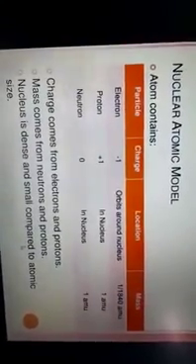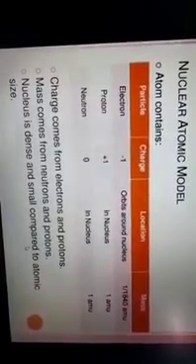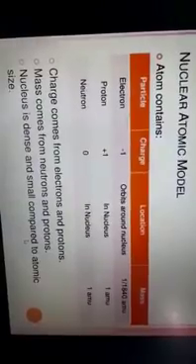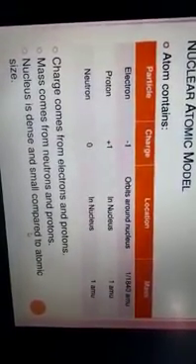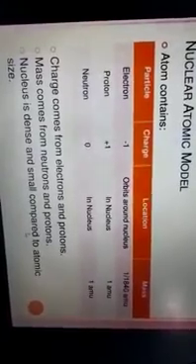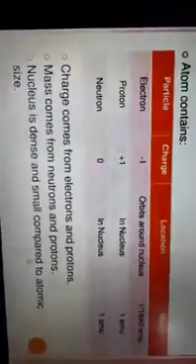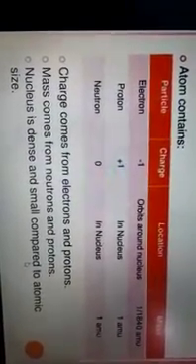Then I discussed the atomic model. In the atom there are electrons, protons and neutrons. Electrons have a negative charge, protons have a positive charge, and neutrons are neutral. Protons and neutrons are present in the nucleus, but electrons revolve in the orbits. The mass of an atom always comes from the neutrons and the protons.